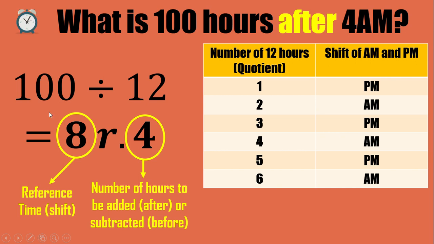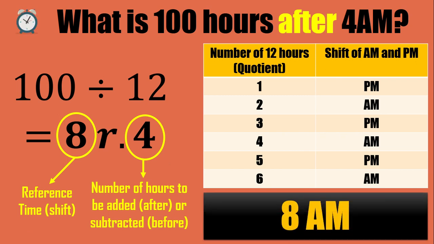Okay, so now, looking at this, we have 8 as our quotient. Since 8 is our quotient here, the reference time for our answer would be the same. Given that we have 4 a.m., it's still 4 a.m. Then let's just add the excess of 4 hours. So 4 a.m. plus 4, that is 8 a.m.